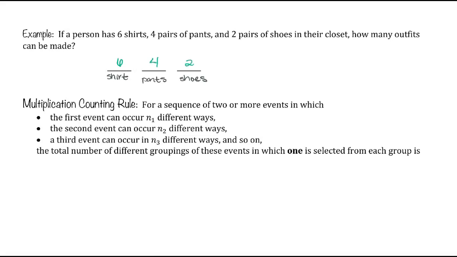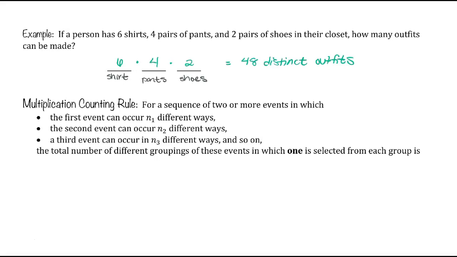You could create a tree diagram to show this situation and see how many different options there are. Or you can consider that for each shirt option, there's 4 pants options and 2 shoe options, and multiply 6, 4, and 2 to get 48 distinct outfits. This is the idea of the multiplication counting rule.